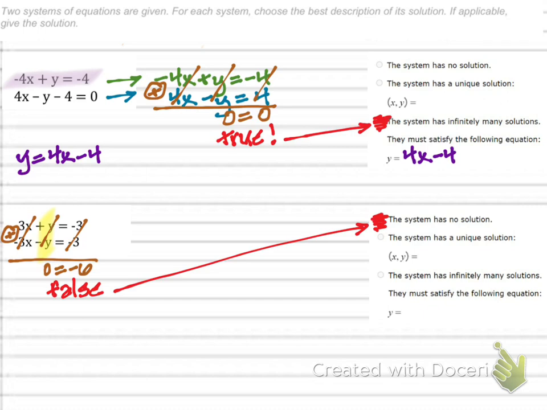The other option is that you work it out and it works out just fine like it has before. And in that case, the system has a unique solution and you would enter it.